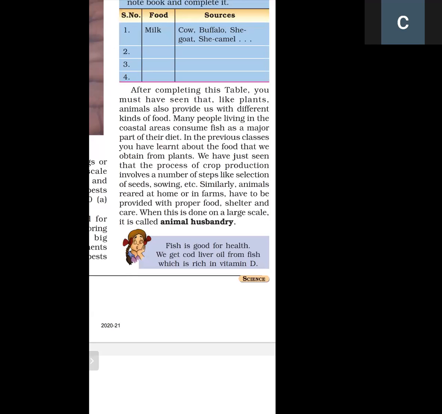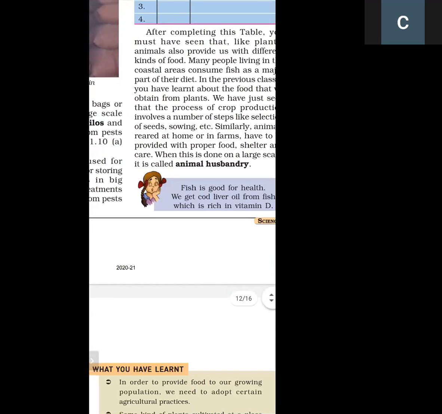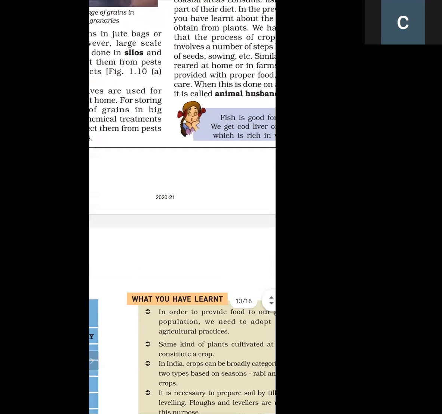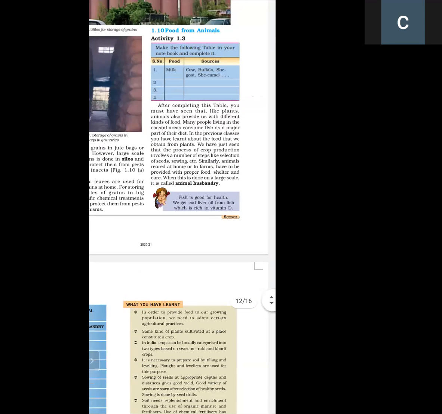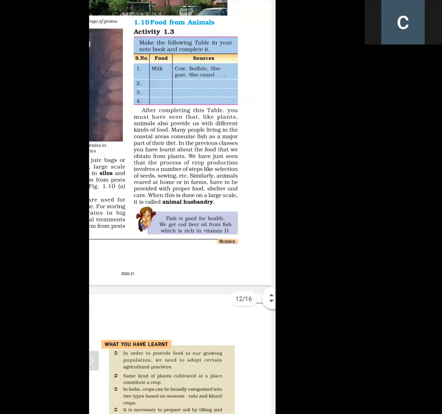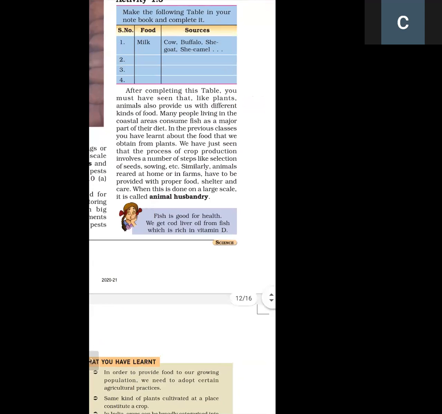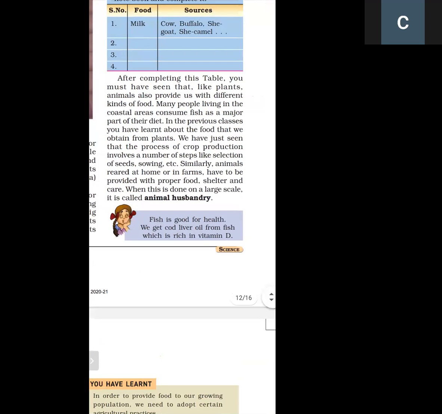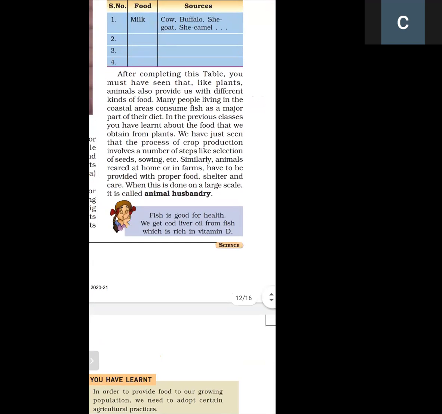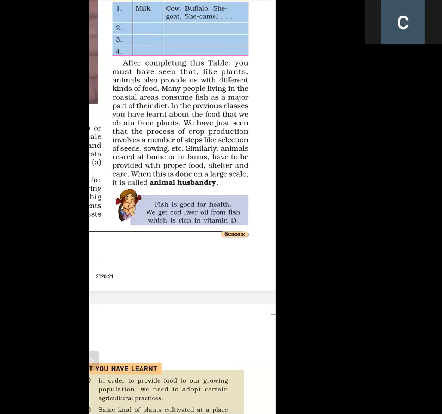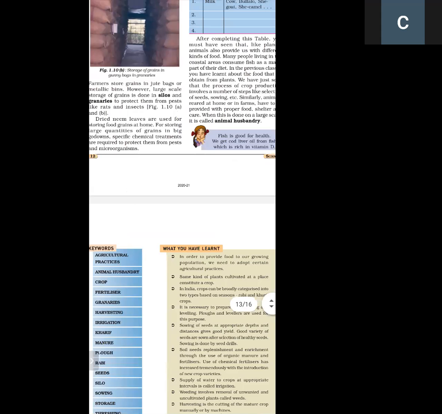What do we mean by animal husbandry? Animal husbandry is a technique used for providing animals with proper food, shelter, and care on a large scale. Fish is good for hair. We get cod liver oil from fish, which is rich in vitamin D. As we know, vitamin D is obtained from cod liver oil. And these are the keywords.